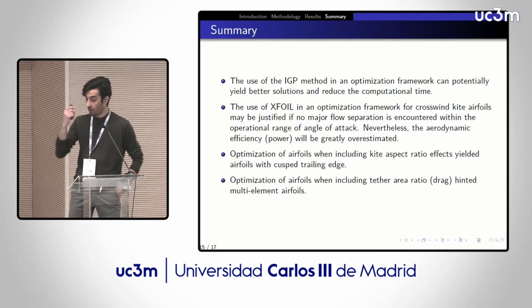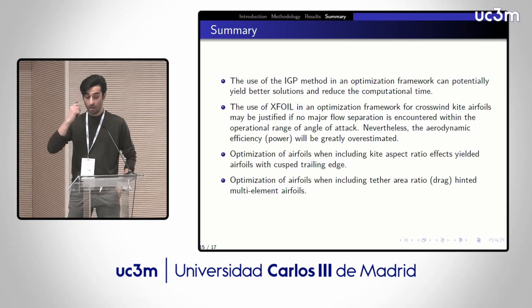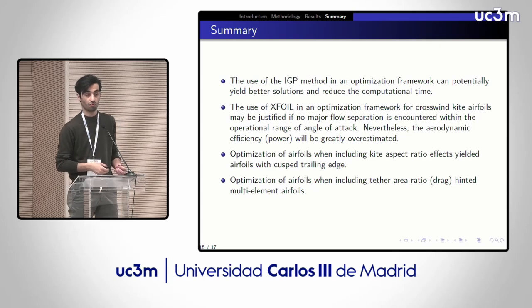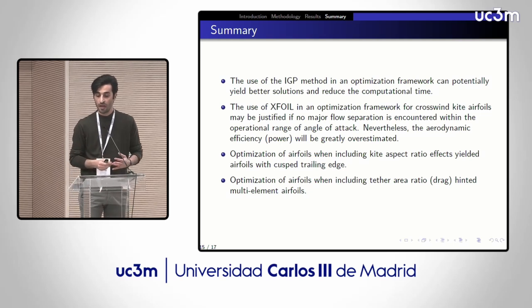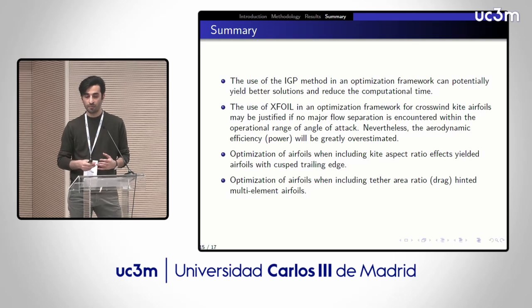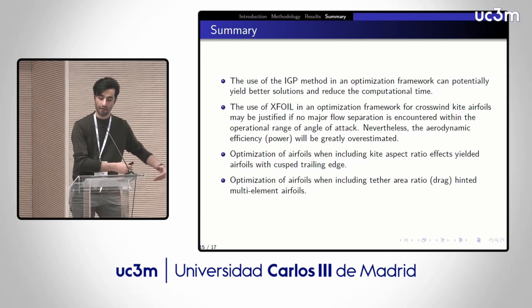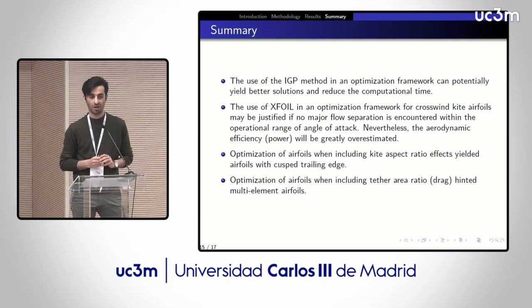So to summarize my talk, we found that the use of IGP can potentially result in better solutions, and also reduce the computational time. That was important for us. The use of X-foil in an optimization framework can be justified if we do not encounter flow separation, if we do not go to really high or very low values of angle of attack. But we have to keep in mind that there will anyway be an overestimation of the aerodynamic efficiency or power.